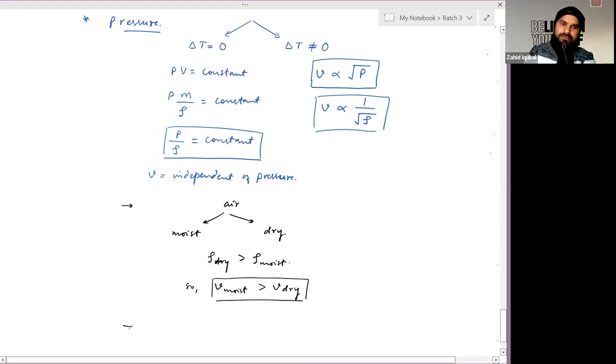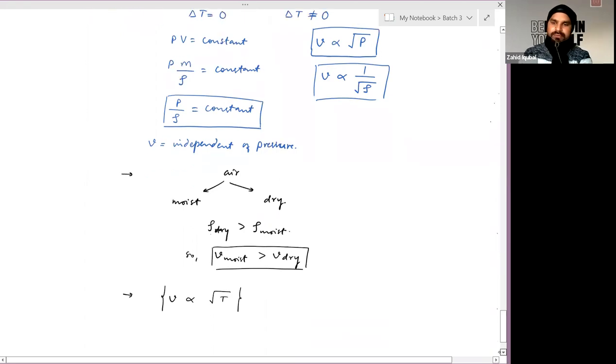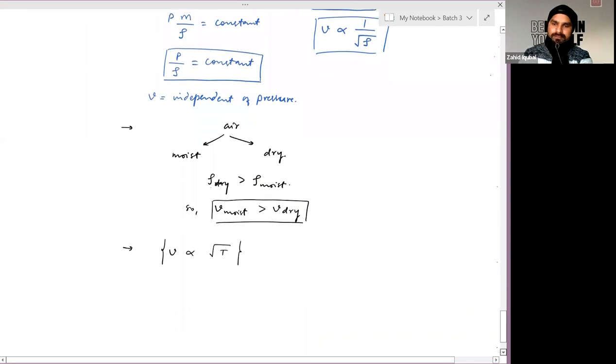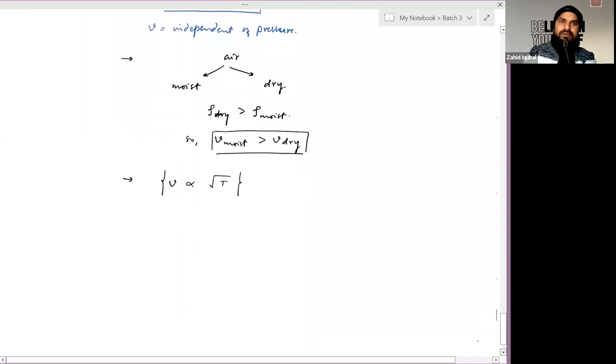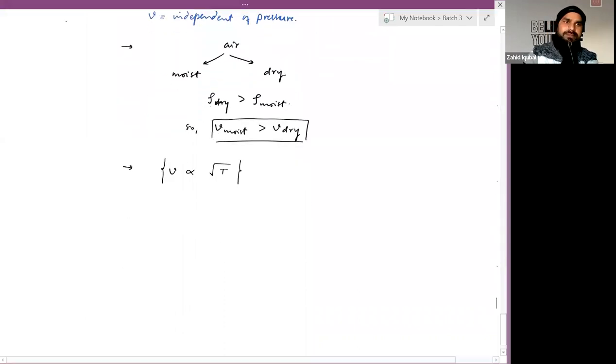Next dependency will be related to temperature. So you will say velocity is directly proportional to root under T. So these are certain dependencies on which velocity of sound may depend. Now let me define you questions related to this part. Just write it down.